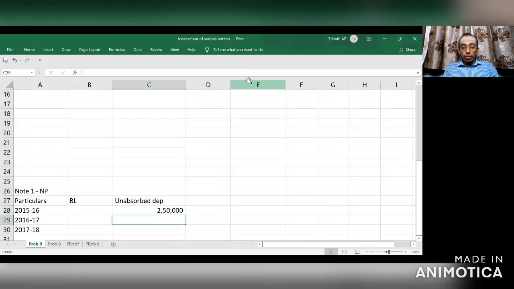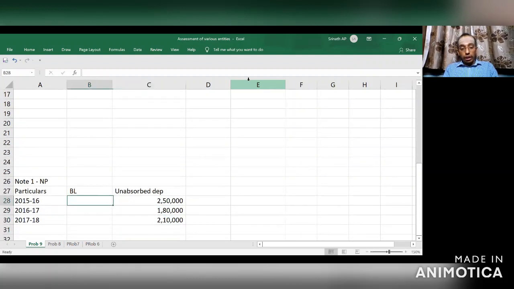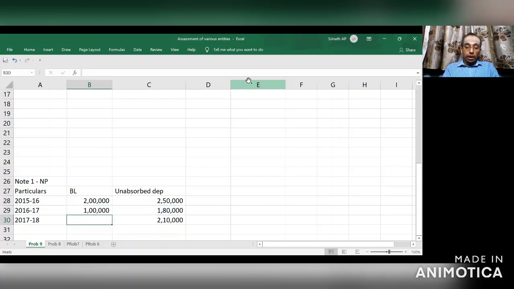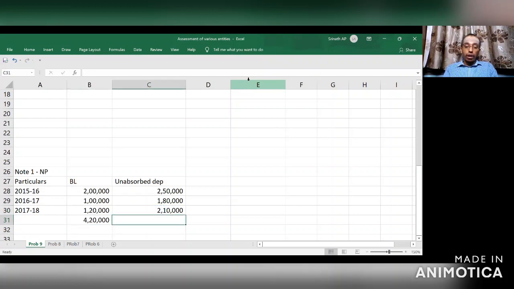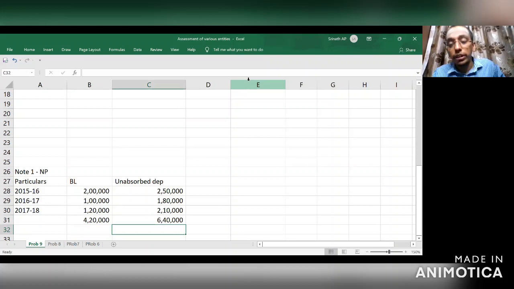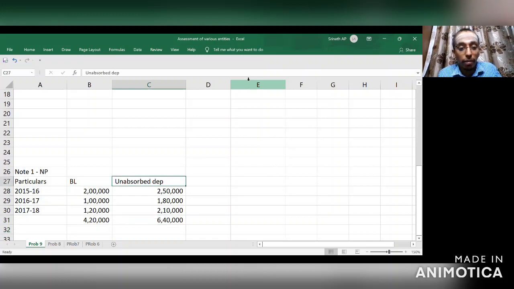Then next is 1,80,000 and 2,10,000. These are the depreciation. So now business losses 4,50,000 minus unabsorbed depreciation, similarly 2,80,000 minus unabsorbed depreciation, then 3,30,000 minus unabsorbed depreciation. So you will have 4,20,000 as a business loss and 6,40,000 as unabsorbed depreciation.